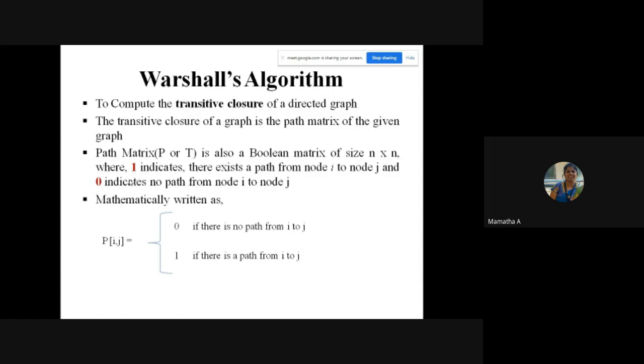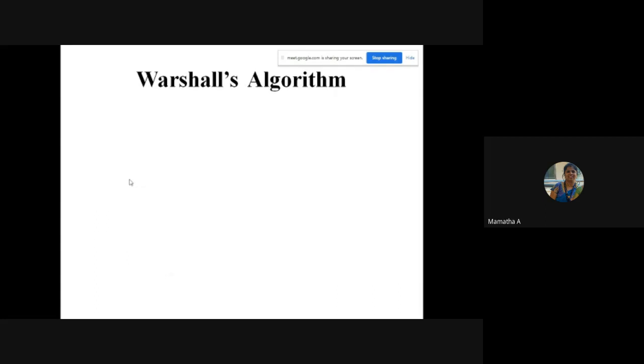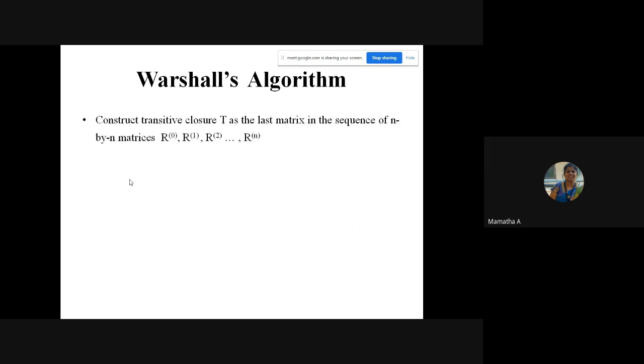As I told you, given a graph pictorially, you can easily identify the path matrix, but I am interested in writing a program. So I should have some means of identifying the path matrix or the transitive closure. We have Warshall's algorithm to help us get the path matrix or transitive closure. How? You all know that Warshall's algorithm is based on dynamic programming.